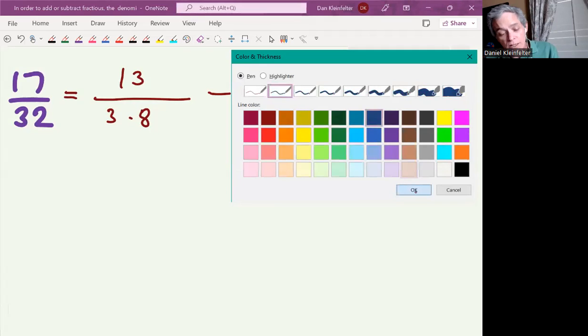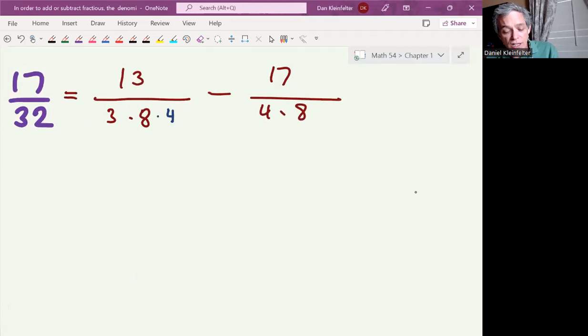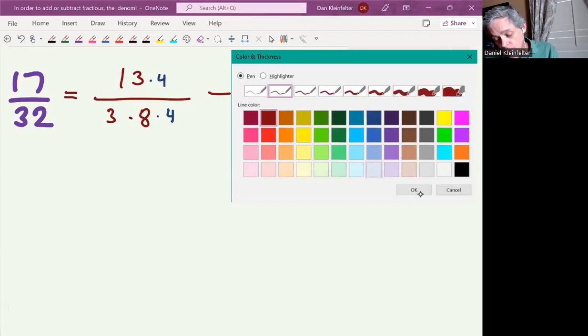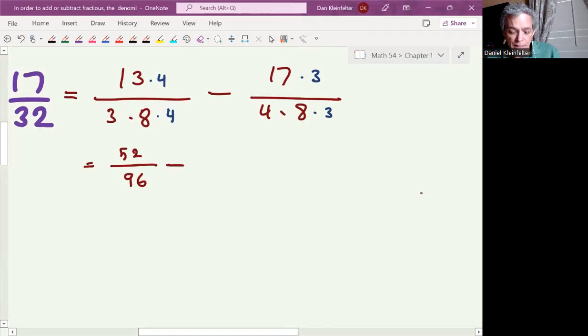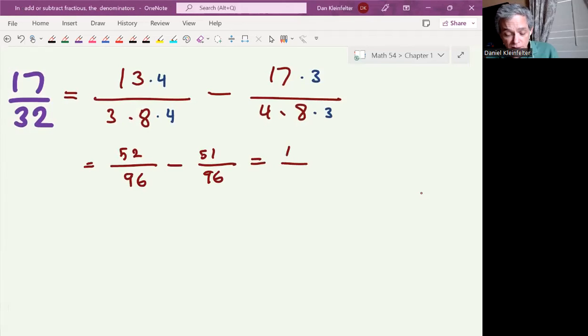So we're going to go through and insert the required factors. So the first fraction needs a 4, and we'll have to put that into both the numerator and denominator, otherwise the value changes. The second fraction was missing the 3 in the bottom, so we're going to have to put the 3 in. So that will do it. So now our new denominator looks like it's going to be 96. And then 13 times 4 is 52. And then 96 is for the second fraction. 17 times 3 is 51. 52 minus 51 is just 1. After all that, we'll just have 1/96.